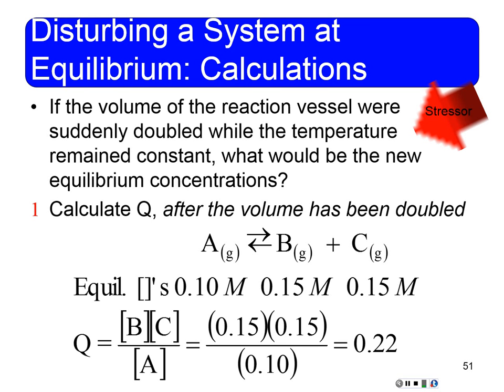This is where Q comes in because we're not at equilibrium, right? We just totally threw our equilibrium off by stressing the system. But we know that we're going to halve. So this used to be 0.2, and this used to be 0.3 and 0.3. So we take our 0.15 times 0.15 divided by 0.10. It's still a 1-to-1 to 1. And we get 0.22. So now we do what now?